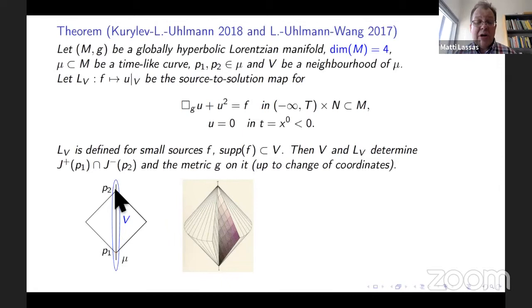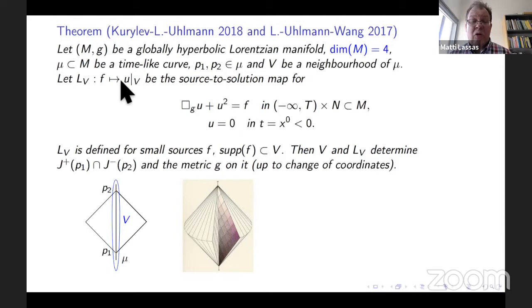We define the source-to-solution map for this nonlinear wave equation. We have the wave operator for this metric g plus the nonlinear term u to the power 2. And we have sources F, where F is supported in this neighborhood V. Also the sources are small, so that we have existence for this nonlinear equation. We define the source-to-solution map that maps the source in V to the restriction of the solution in V.